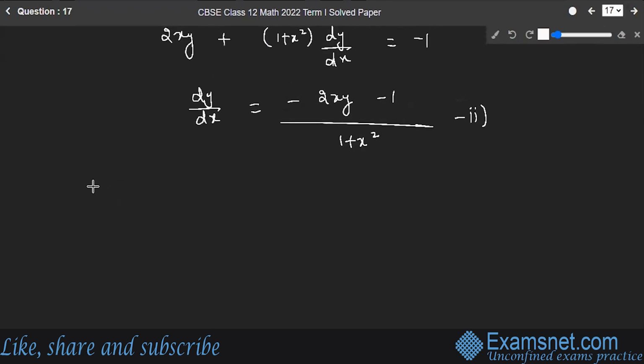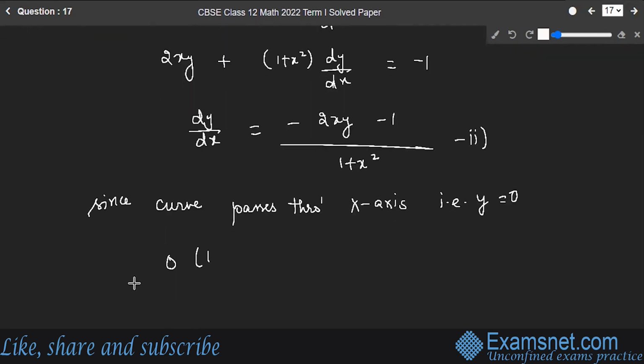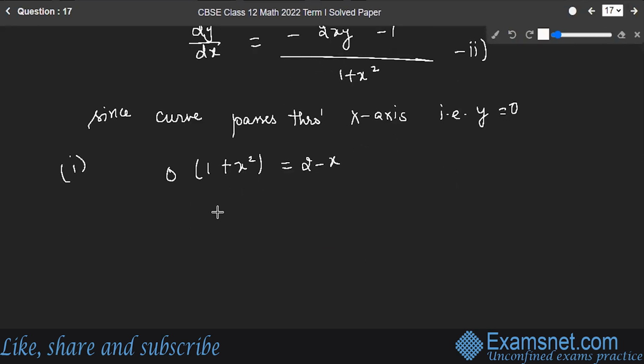So since the curve passes through the x-axis, that is y is equal to 0. So what you will have over here, from equation 1, is 0 into 1 plus x square is equal to 2 minus x. That will make x is equal to 2. Now, since the curve passes through the point, what is the point over here? 2, 0.